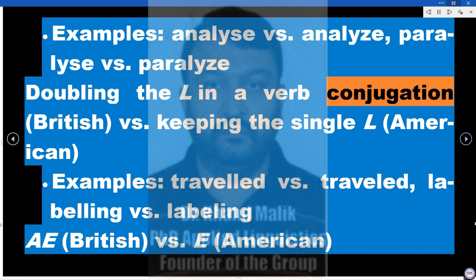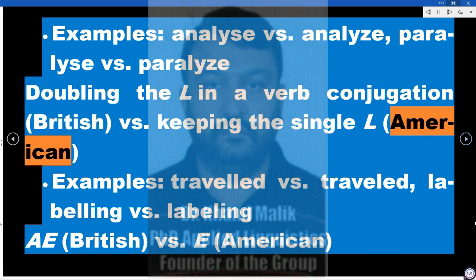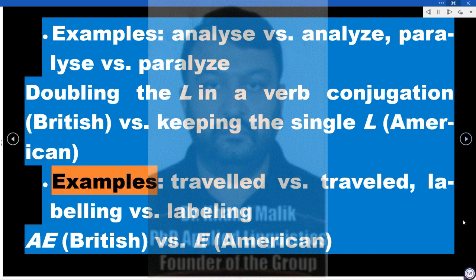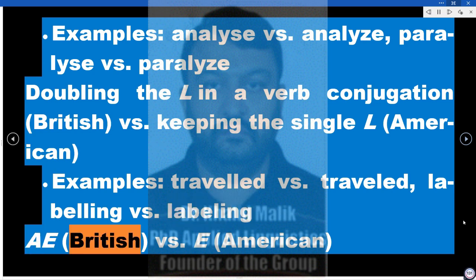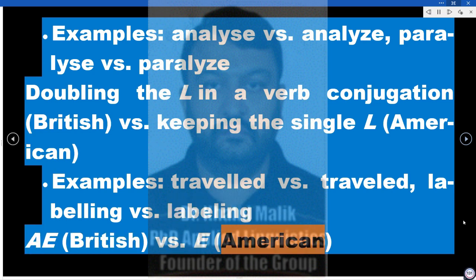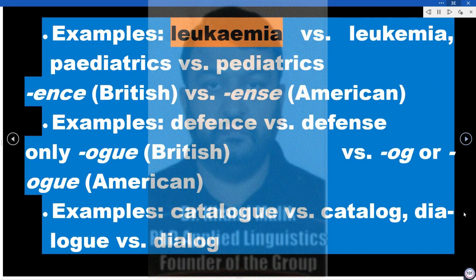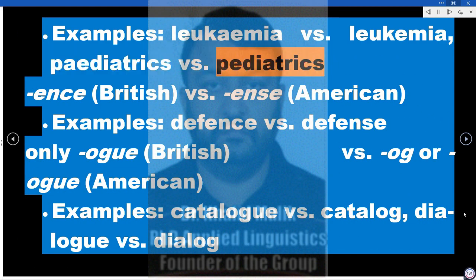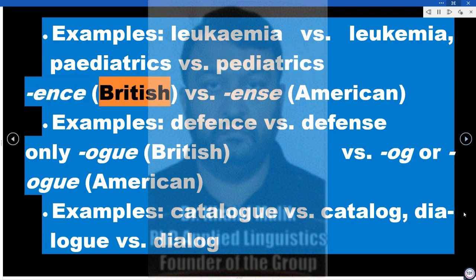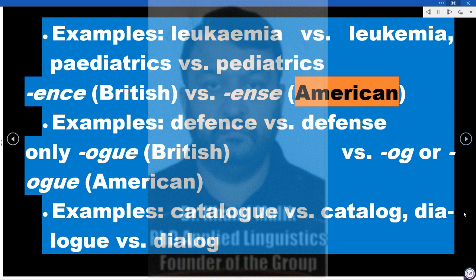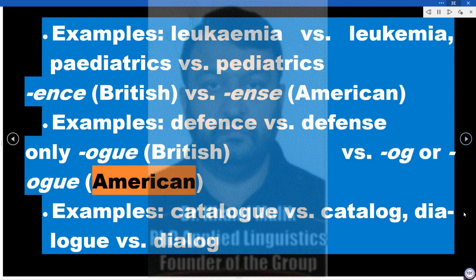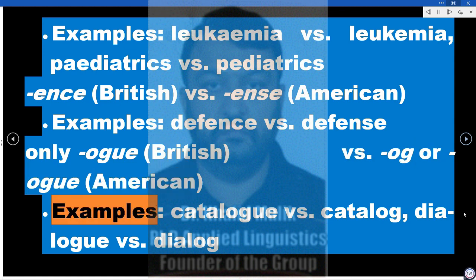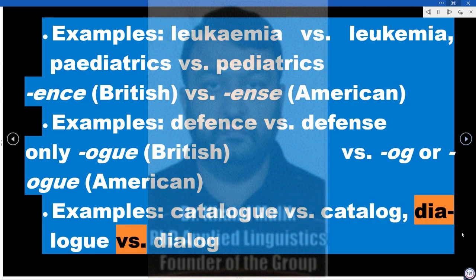Doubling the L in a verb conjugation, British, versus keeping the single L, American. Examples: travelled versus traveled, labelling versus labeling. Ae, British, versus e, American. Examples: leukaemia versus leukemia, paediatrics versus pediatrics. Ence, British, versus ense, American. Examples: defence versus defense. Ogue, British, versus og or ogue, American. Examples: catalogue versus catalog, dialogue versus dialog.